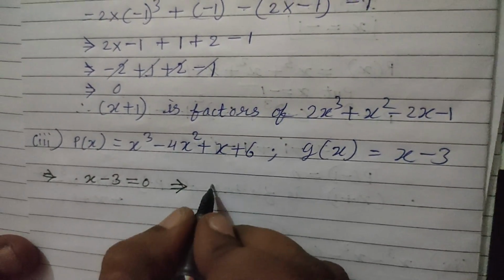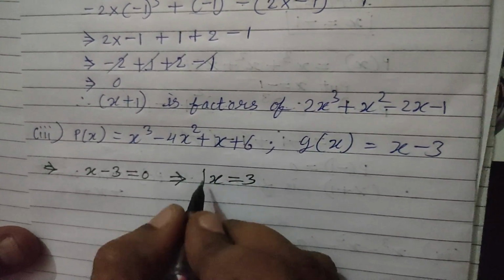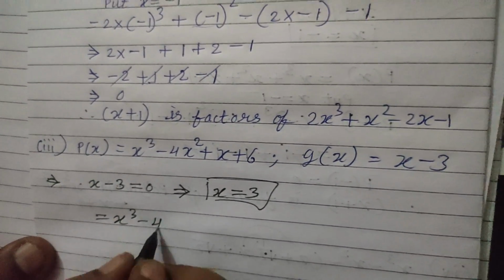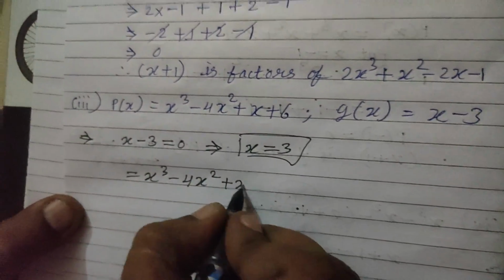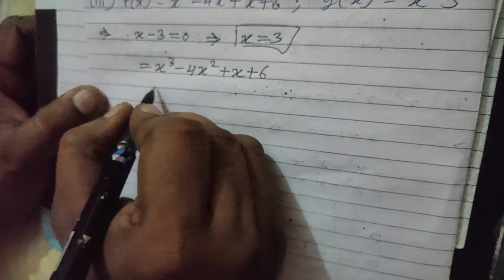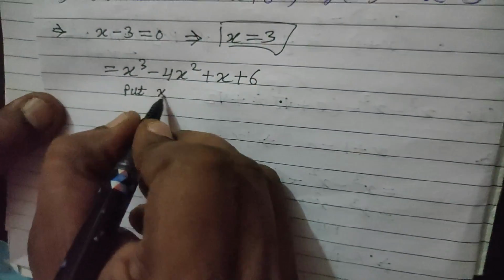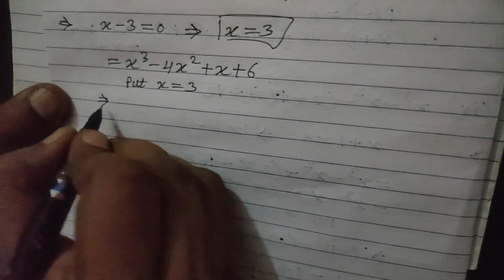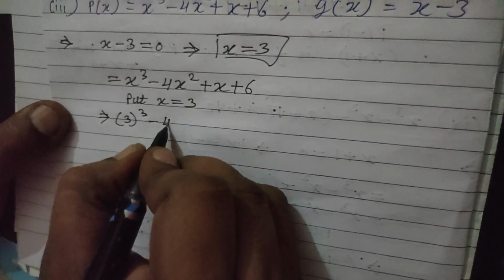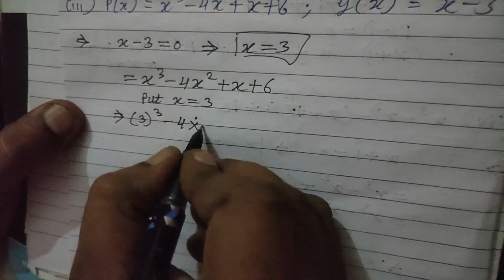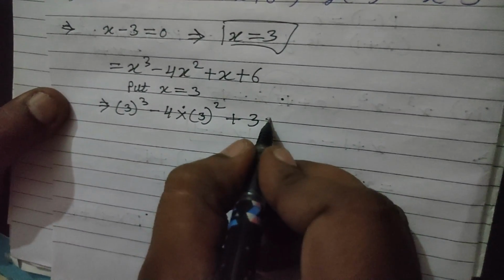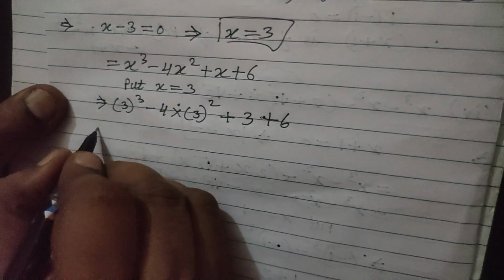Next step, x value will be equal to 3. Now I am writing the polynomial x cube minus 4x square plus x plus 6. Now put the value of x here. Put x equal to 3. So x cube means 3 cube. Second term is 4x square, means 4 into x, that is 3 square. Third term is x, that is 3, and the last term is 6.